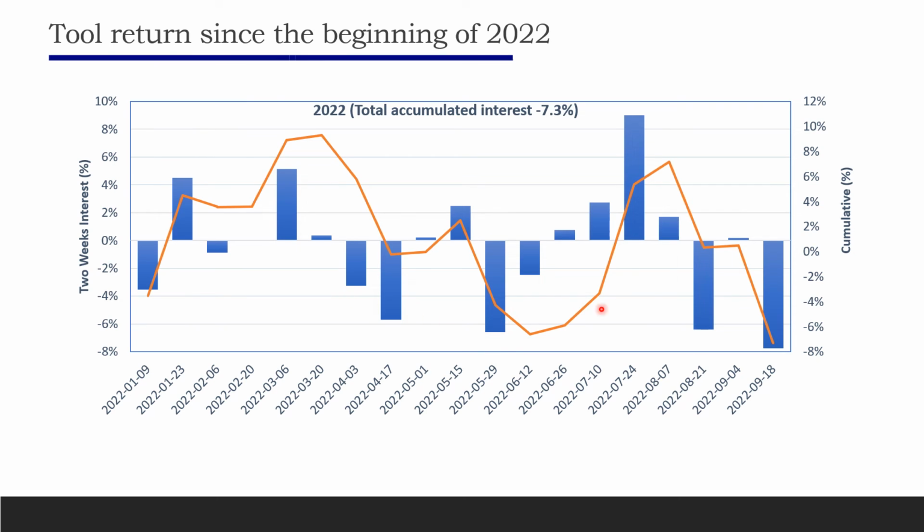And as you see, so far the best package was the second half of July, which was a bit more than 8%, 9%. And yes, now let's go to the interesting part, which is introducing the new package.